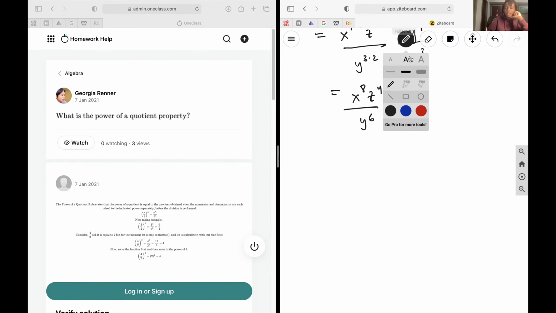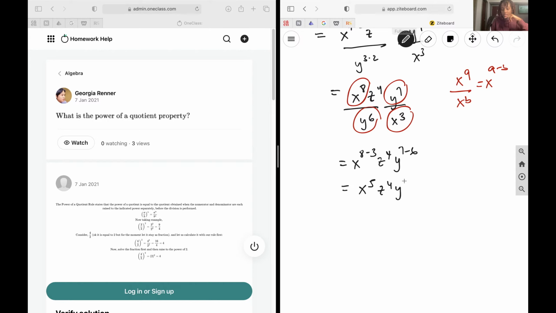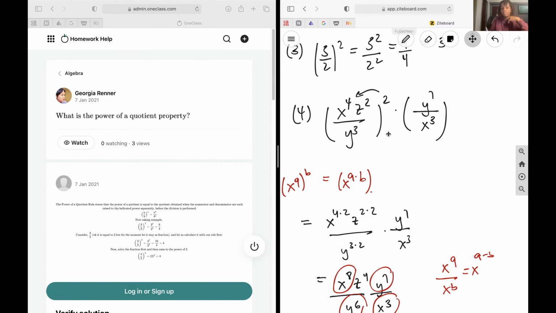Now I'd like to simplify this down. I'm just going to use the fact that x to the power of a over x to the power of b is the same thing as x to the power of a minus b, and apply that where I see commonality. So I have 2 x's here, and I have 2 y's here that I'm going to apply this with. And so from this, I will get x to the power of 8 minus 3, z to the power of 4, and y to the power of 7 minus 6, leaving me with x to the power of 5, z to the power of 4, y to the power of 1. And that's the simplified version of all of this. And so its best use is in simplifying algebraic expressions.